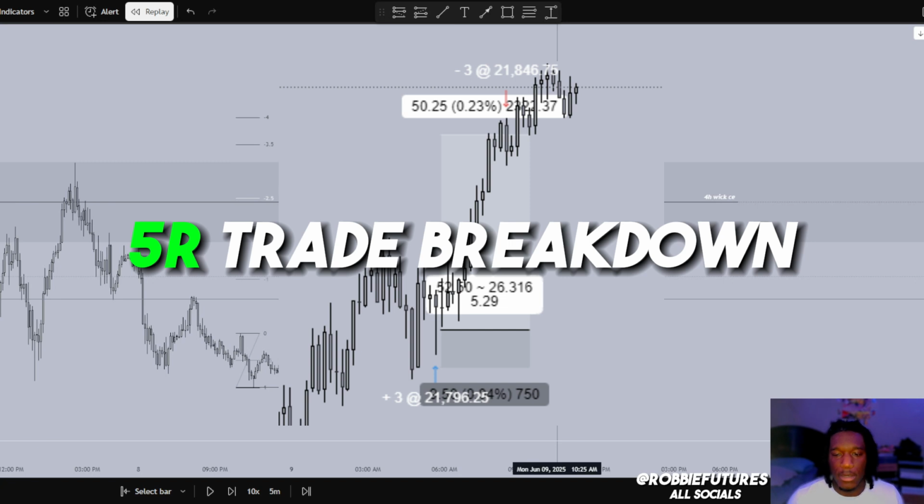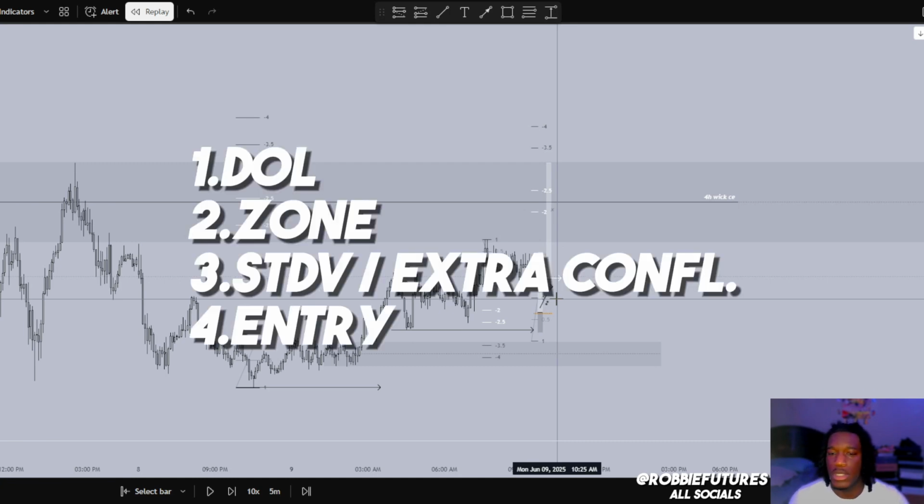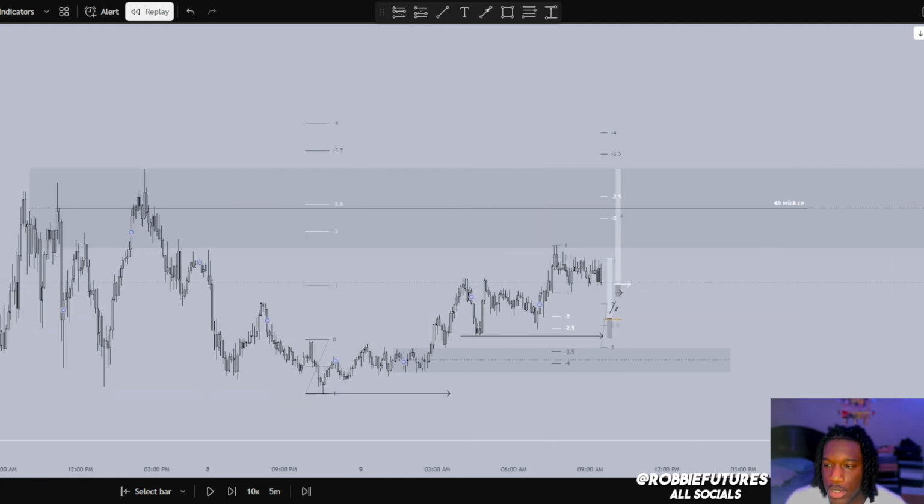Guys, so let's go ahead and break this trade down. I'm going to be taking you guys through all the steps I use to take every trade. So it starts off with drawing liquidity, zone, standard deviation, extra confluences, and then my entry model. So let's start off with step number 1 right here, which is drawing liquidity.